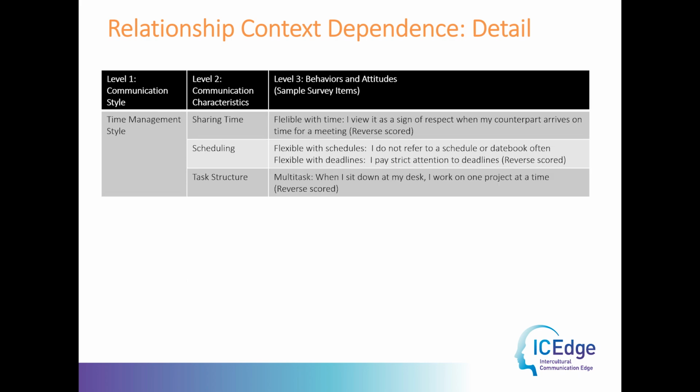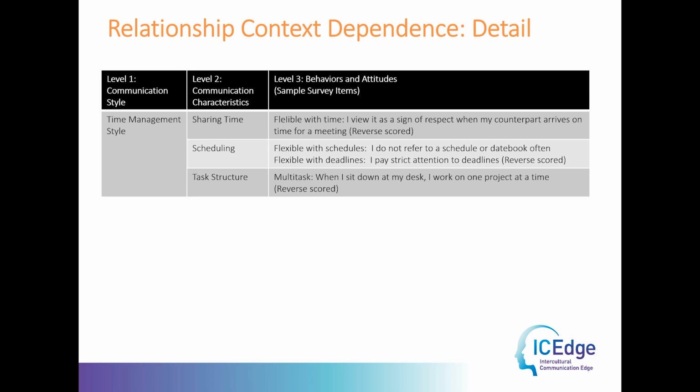And the slide here has a typo in it, I see. This should be temporal context dependence. The level 1 time management style is broken up on level 2 into the communication characteristics: sharing time, scheduling, and task structure. At level 3, the sharing time characteristic is represented with flexible with time. A sample item, reverse scored: I view it as a sign of respect when my counterpart arrives on time for a meeting.